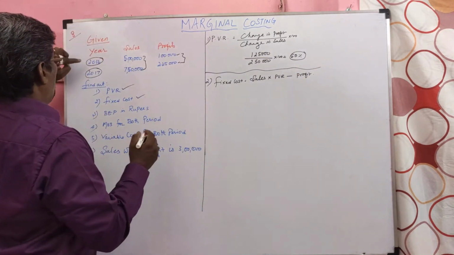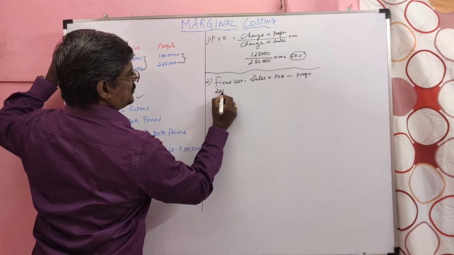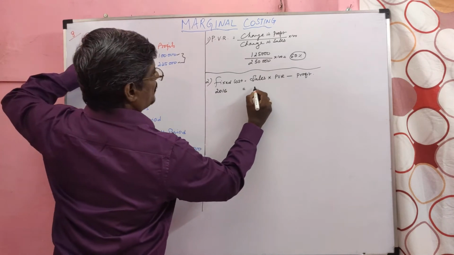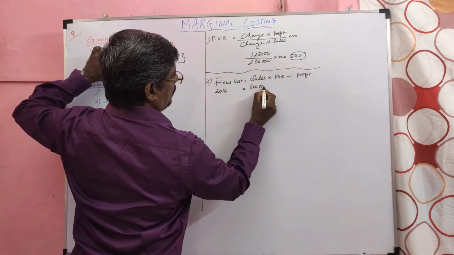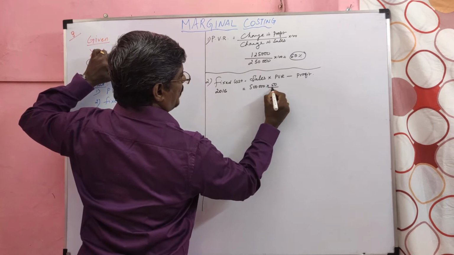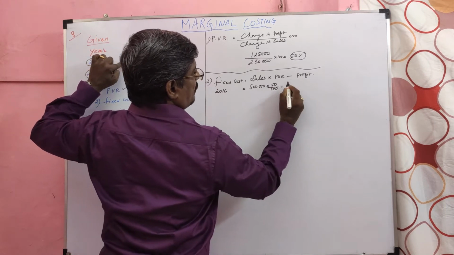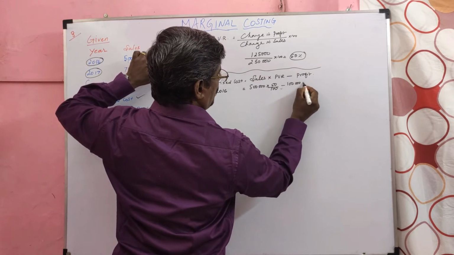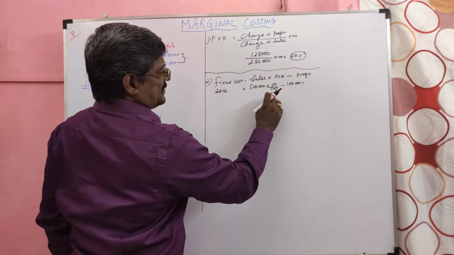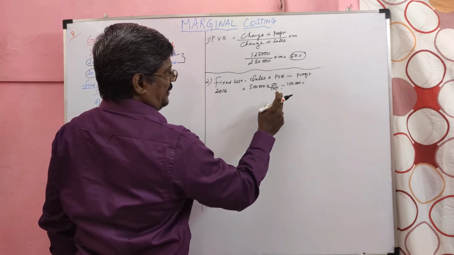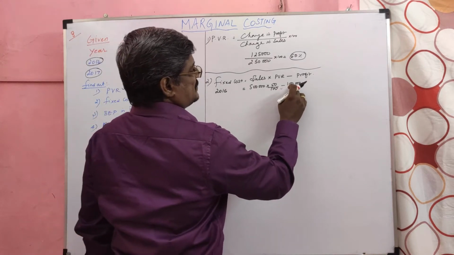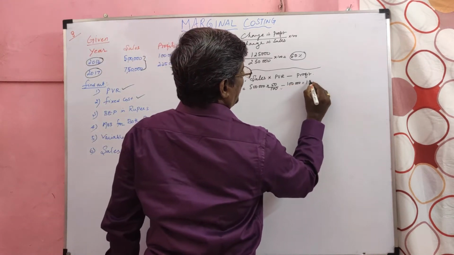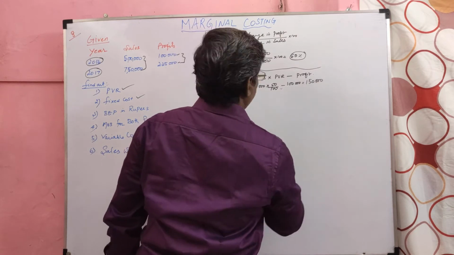Yes. Now, first year, 2016. Sales how much? 5 lakh. PVR how much? PVR is common. Minus profit 1 lakh. So, 5 lakh into 50% is 2 lakh 50,000, minus 1 lakh. Balance 1 lakh 50,000 is the fixed cost.